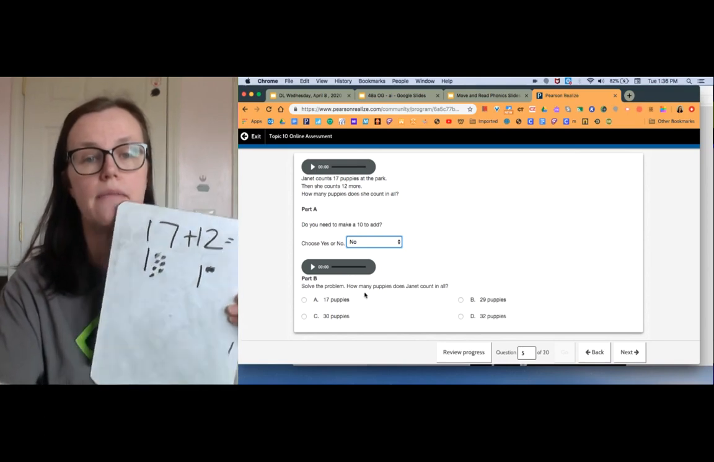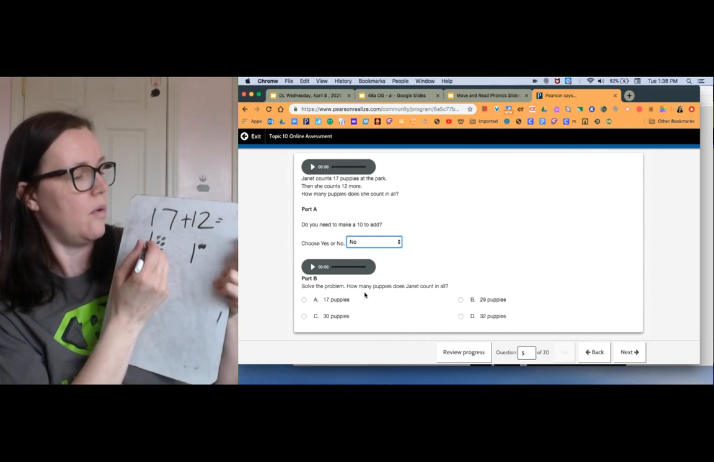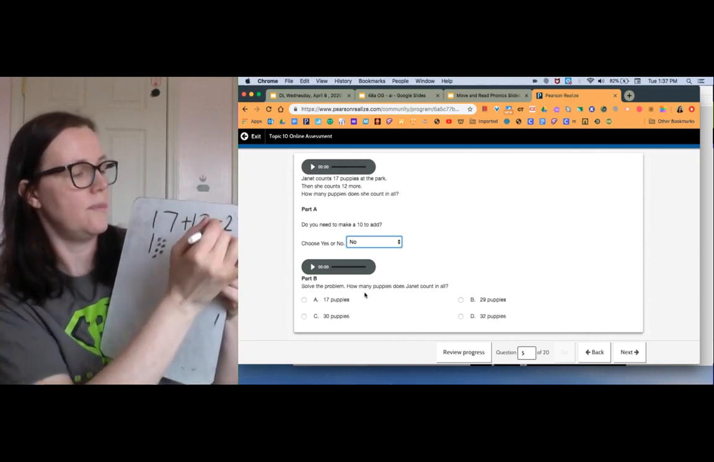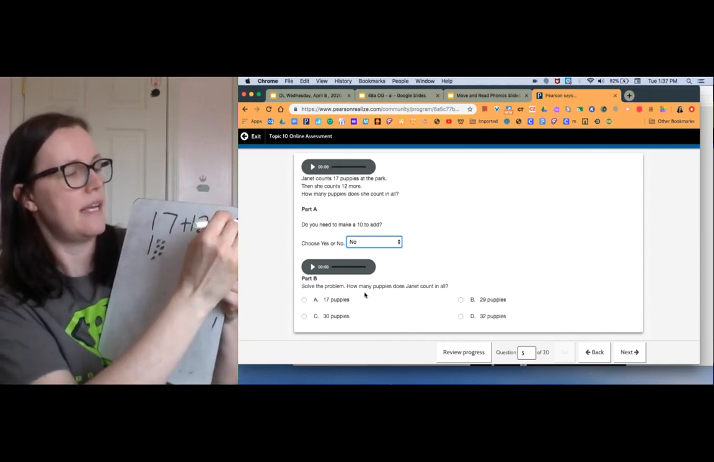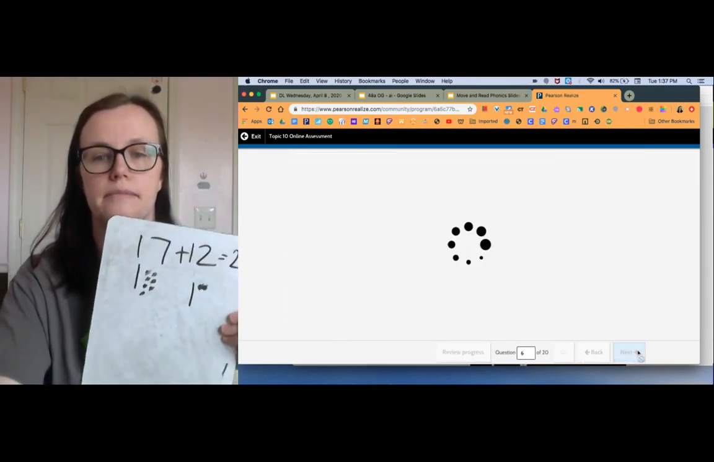So I want to solve the problems. How many does she have? Well, I know I can't make a 10, so I can go ahead and count these 10s. 10, 20. So I know I have 2 groups of 10. And I have 9 ones. So I'm looking for the number 29.